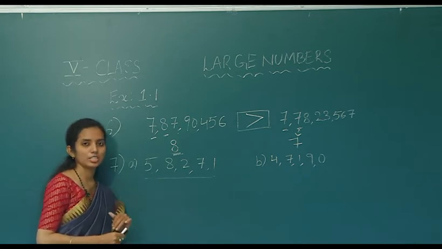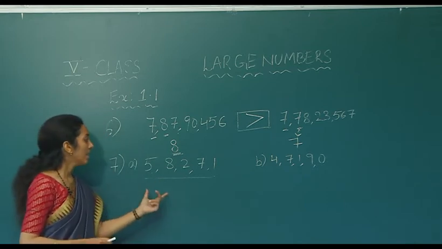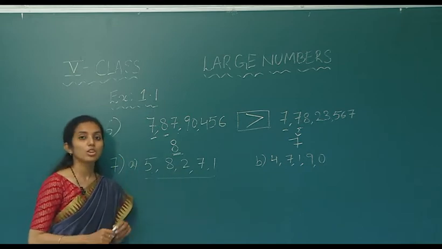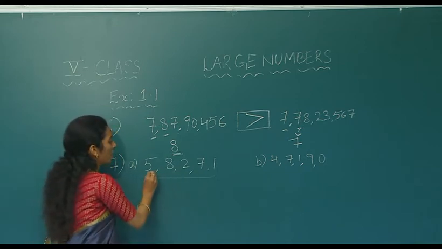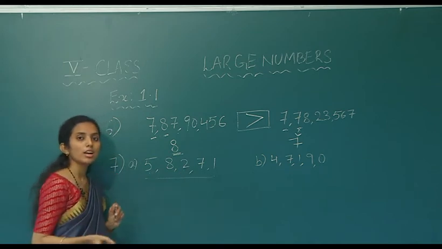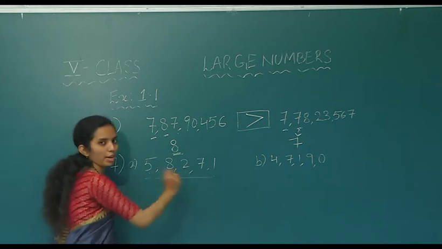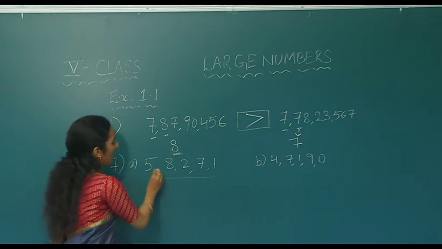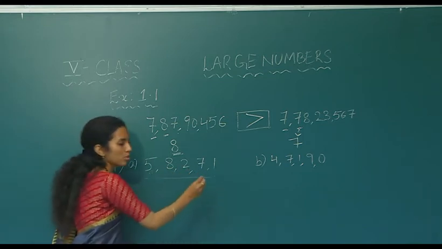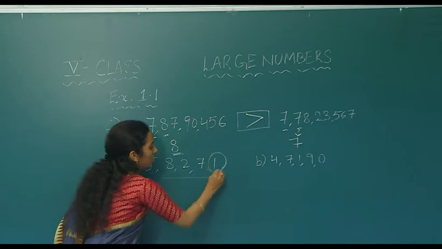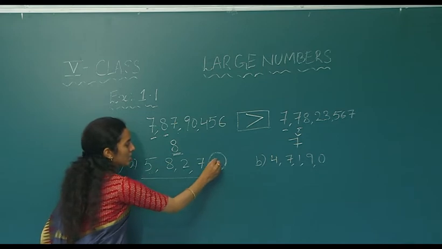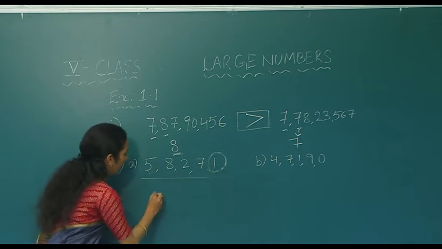But he is asking us to form a 7-digit number with the given 5 numbers. So, what do we have to do? First of all, we have to find out the smallest digit in the given numbers. What is the smallest number in the given digits? 5, 8, 2, 7, 1. So, 1 is the smallest given digit. So, let us write 1.